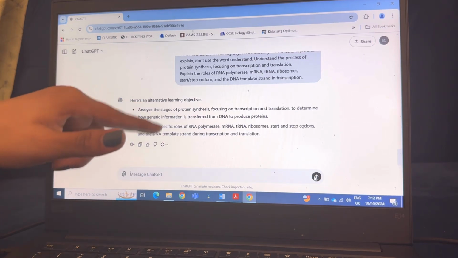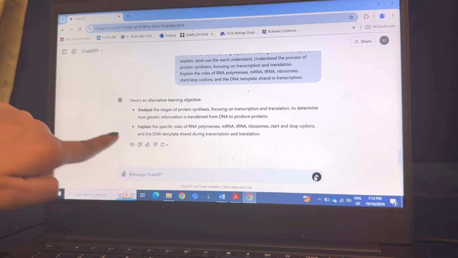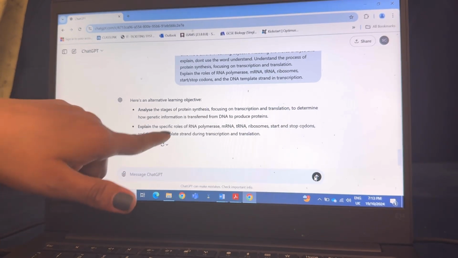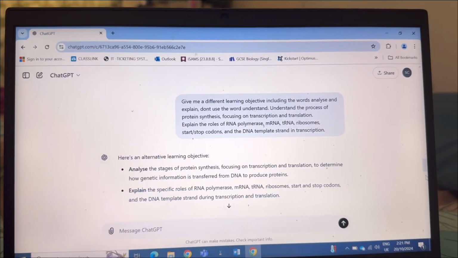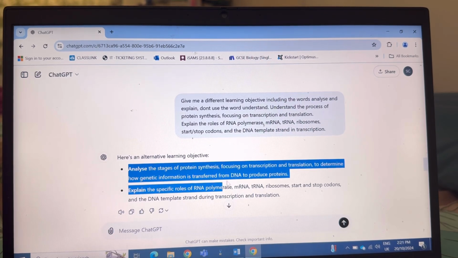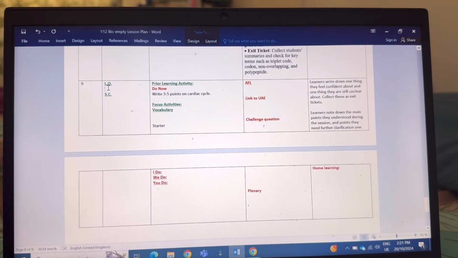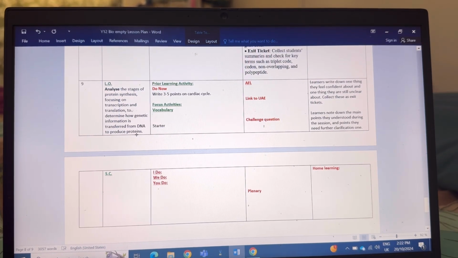Still, it has given 2 learning objectives, which I'll make 1. Never mind. Okay, now this sentence has changed, right? Analyze the stages of protein synthesis, focusing on transcription and translation to determine how genetic information is transferred from DNA to produce proteins. Perfect. Let's copy from here. I'll take only the first one. Here, I will paste it. And now this is my learning objective, right?